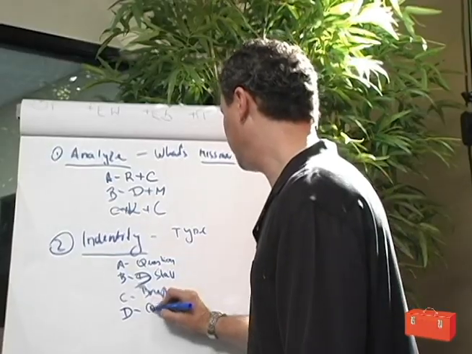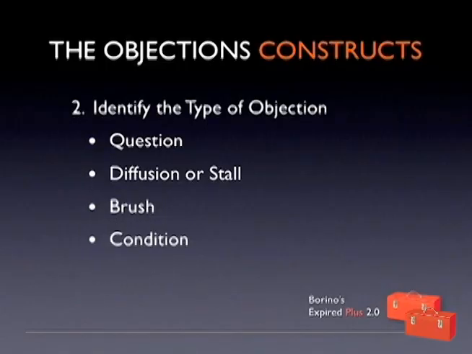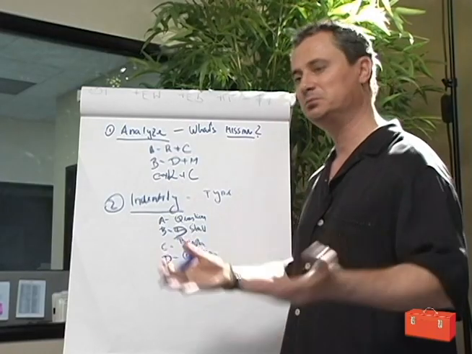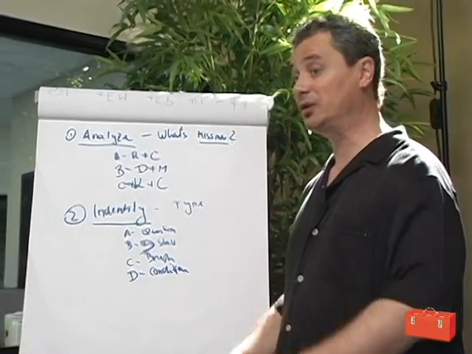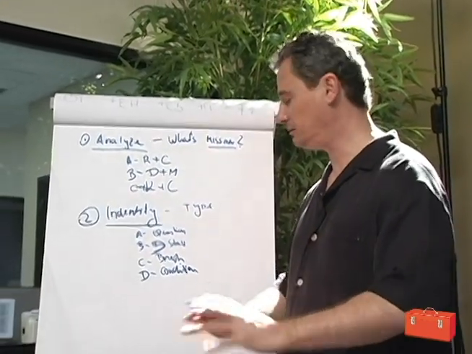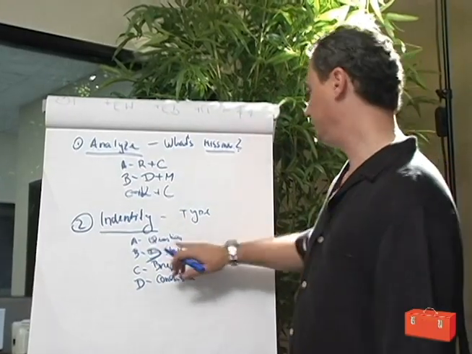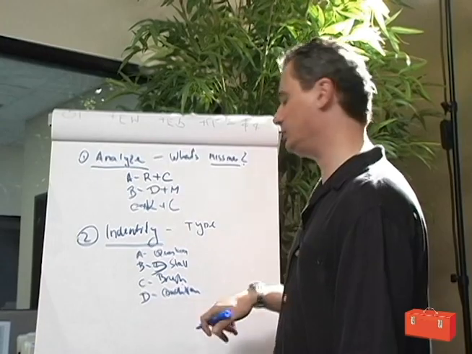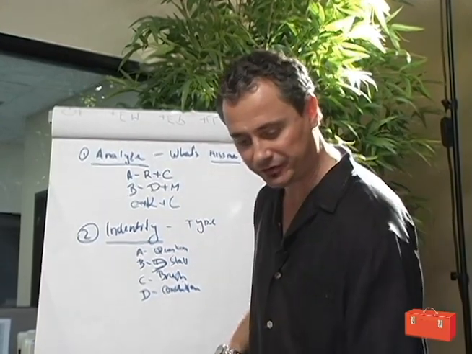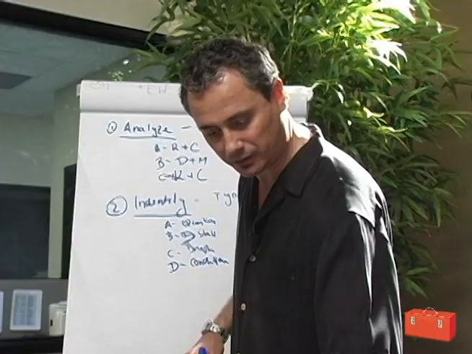And then the final one is a condition. "My husband's job transfer fell through. We're not going anywhere." That's really a condition. If the situation, the circumstances, changed, there's nothing you can do about that. If they're going into foreclosure, that's a condition. Nothing you can do about that, unless you work that type of market, obviously. So these are the four types: question, stall, brush, or condition.